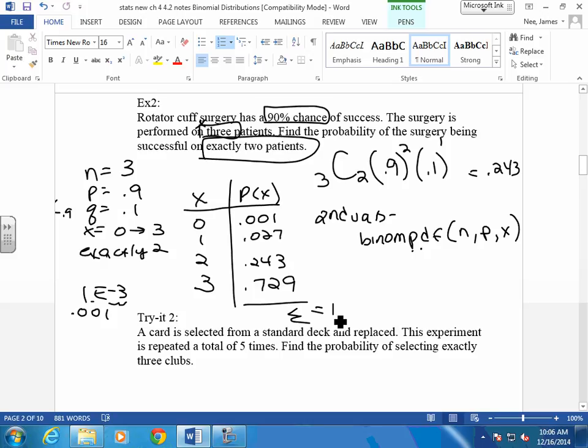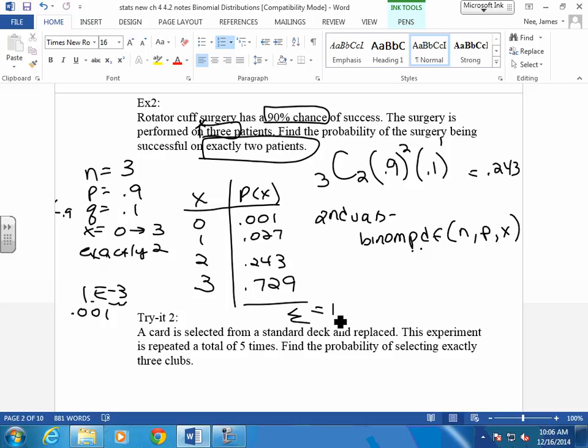And Leslie knew it was 1 because the sum of the probabilities has to equal 1. It has to fit a probability distribution function. All your probabilities are between 0 and 1. Is that how you would check it? Yes, you would check it, to make sure you have them all right.